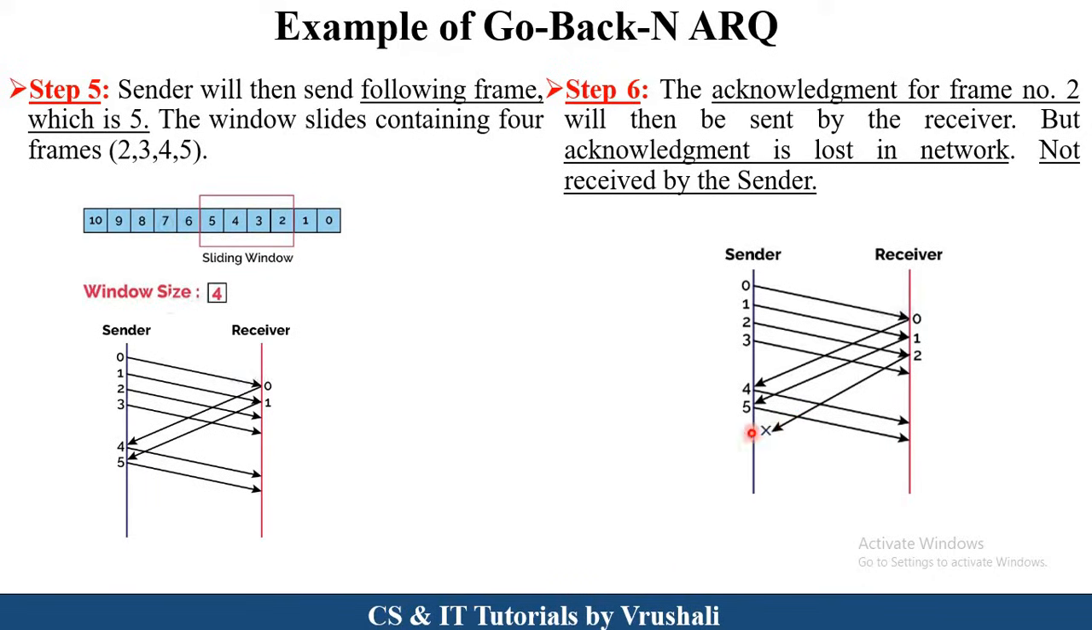Now what happened here: this acknowledgement is lost in the network due to some network error, some environmental error. Okay, now what happens in the Go-Back-N ARQ protocol?